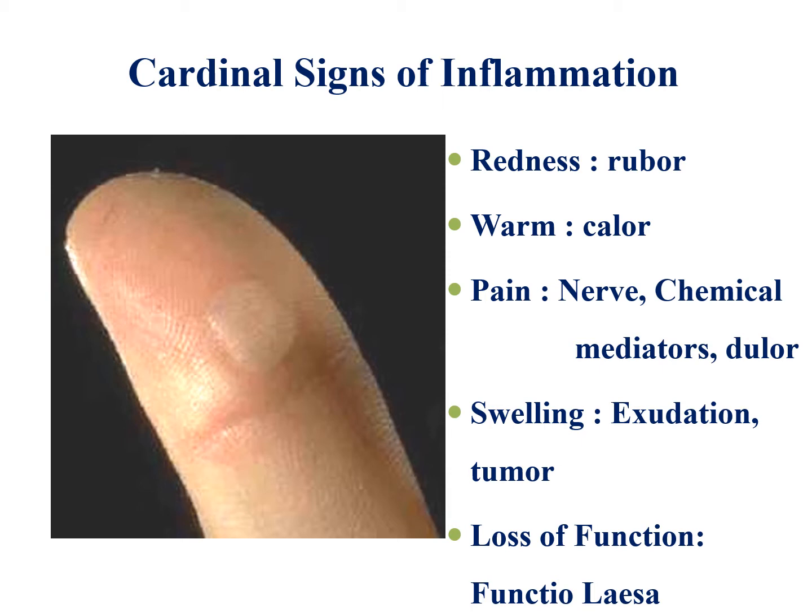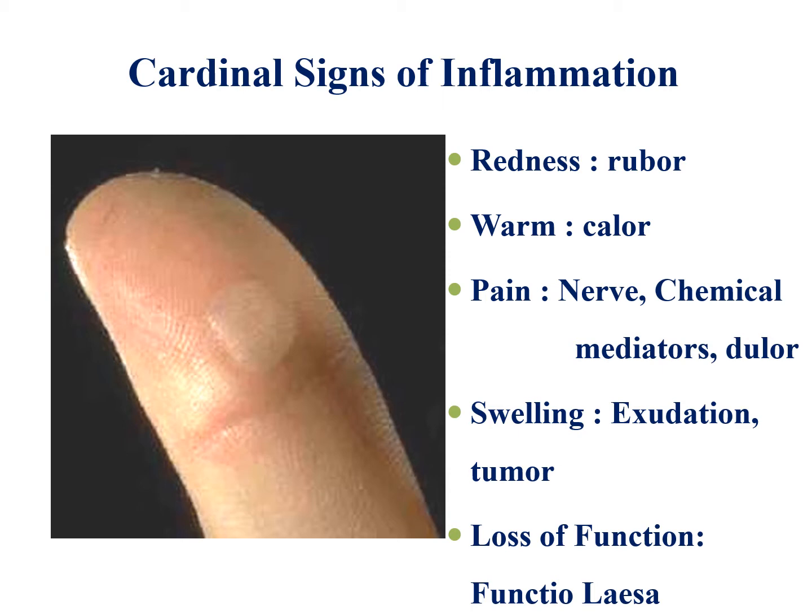The signs of inflammation are rubor, which means redness. That comes from the increased blood flow. Calor, which means heat, warmth. Again, that's from more blood flow to the site of injury. There's pain, dolor, and this is going to be from chemical mediators that are signaling surrounding nerves. Along with pain is a loss of function.